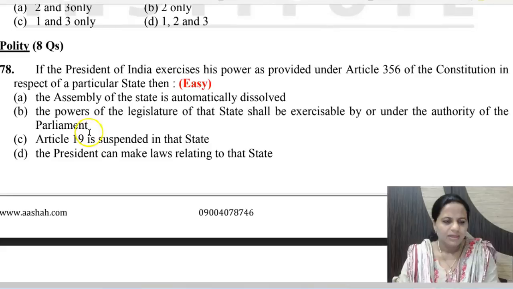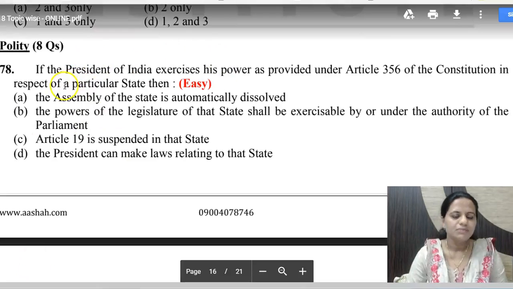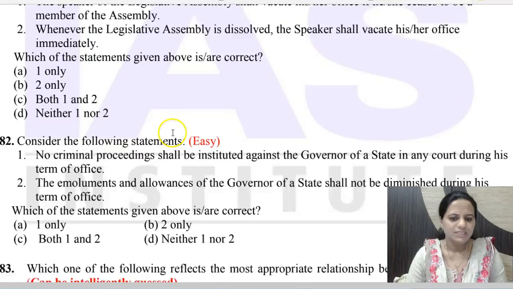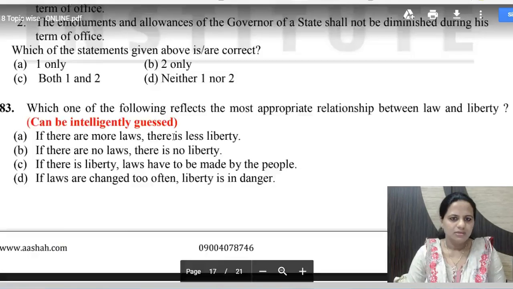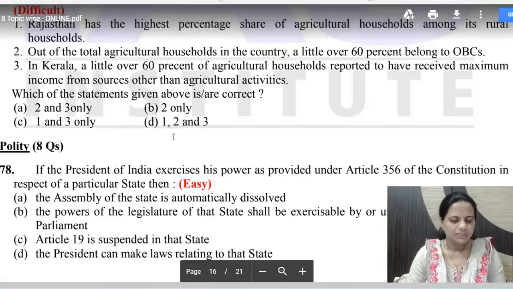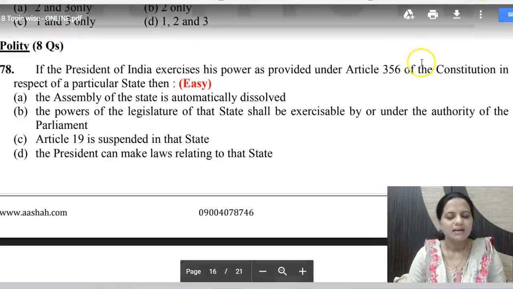Then 78, there are 8 questions on polity now. Out of the 8 questions in polity, all of them are either easy or can be intelligently guessed. So the polity section was quite manageable. Here the first question you can see in polity, question number 78. If the President of India exercises his power as provided under Article 356 of the Constitution, which is regarding President's rule, in respect of a particular state, then A, B, C, D.